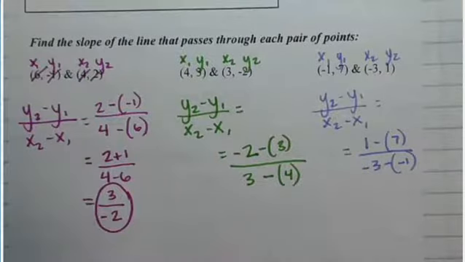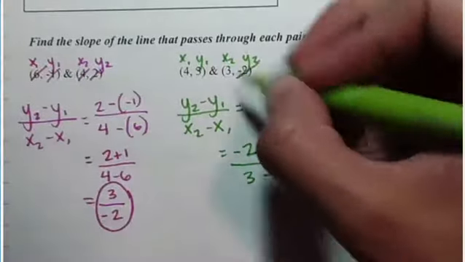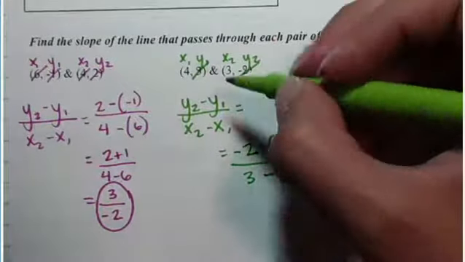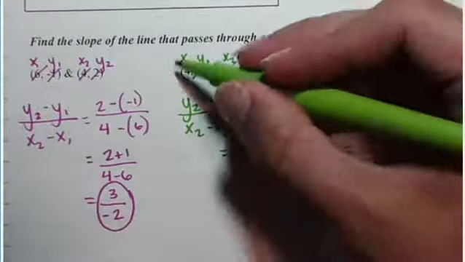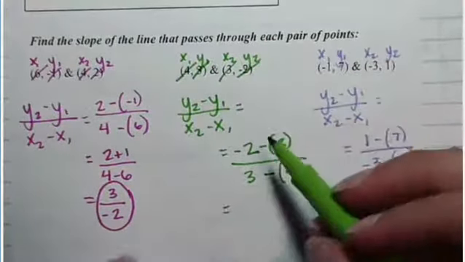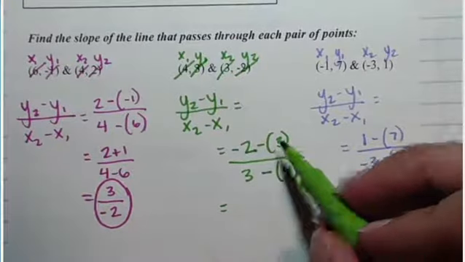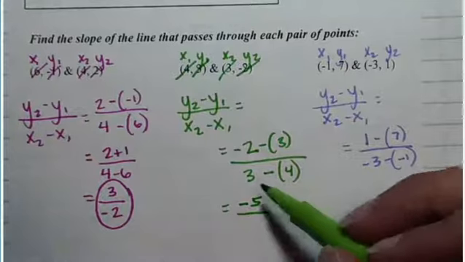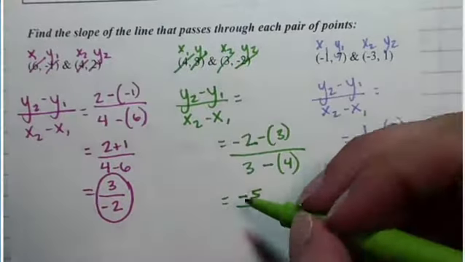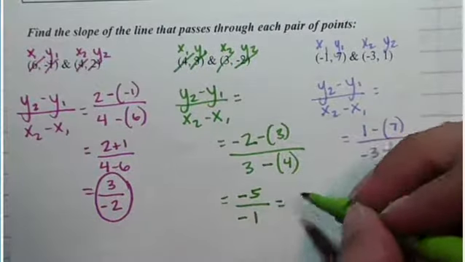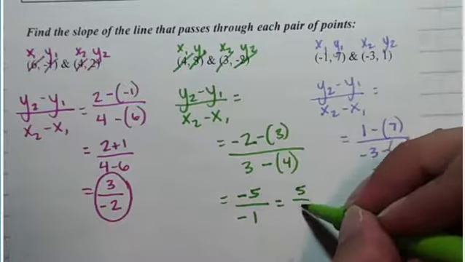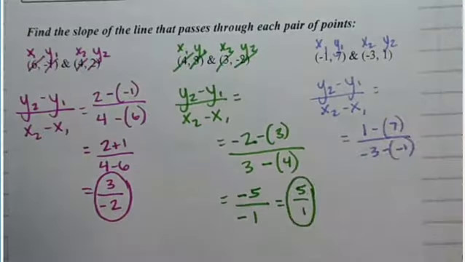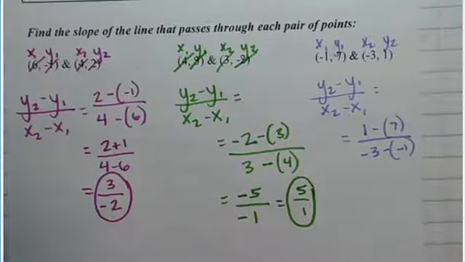Okay, the next one, y2 is negative 2 minus my y1, which is 3, over x2, 3 minus 4. I'm going to go ahead and simplify that. Negative 2 minus 3 is negative 5. And 3 minus 4 is negative 1. Two negatives divided by each other makes a positive answer. So my answer here for the slope is 5 over 1.